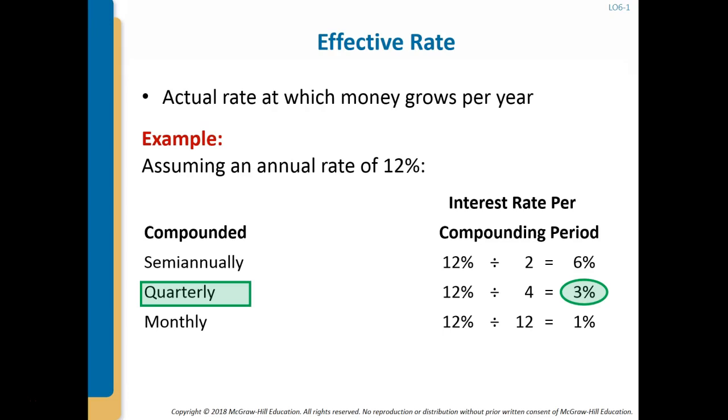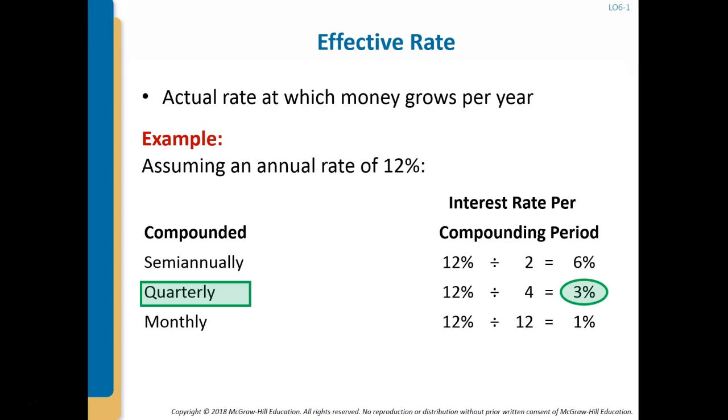More rapid compounding has the effect of increasing the actual rate, which is called the effective rate, at which money grows per year. So it's important to note that interest is typically stated as an annual rate regardless of the length of the compounding period involved. In situations when the compounding period is less than a year, the interest rate per compounding period is determined by dividing the annual rate by the number of periods.